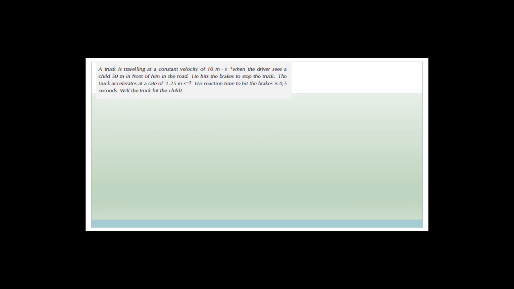The first question says a truck is traveling at a constant velocity of 10 meters per second when a driver sees a child 50 meters ahead of him in front of the road. Here is the road, here is the truck, and there's the front of the truck. I know it's a terrible drawing. The truck is traveling at a constant velocity of 10 meters per second. The truck driver then sees a little child who is 50 meters in front of him.